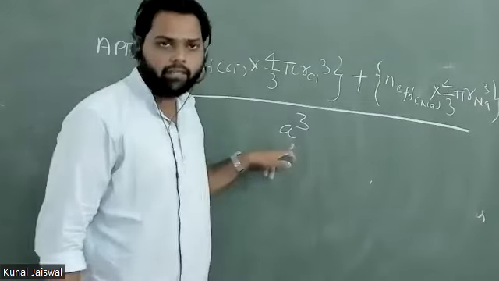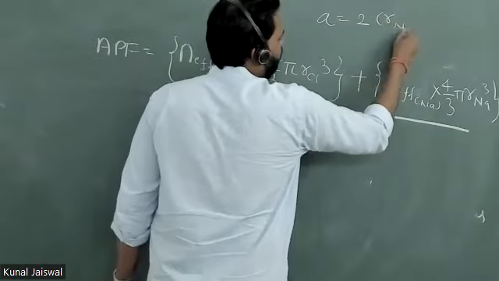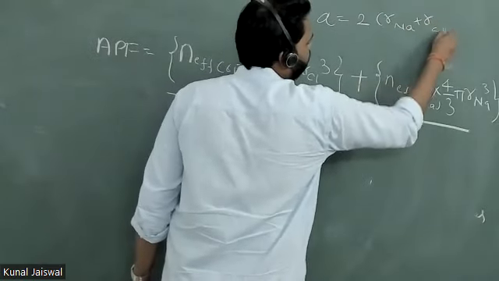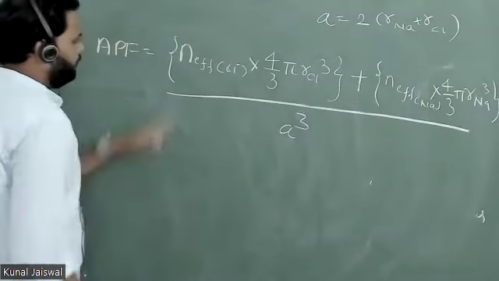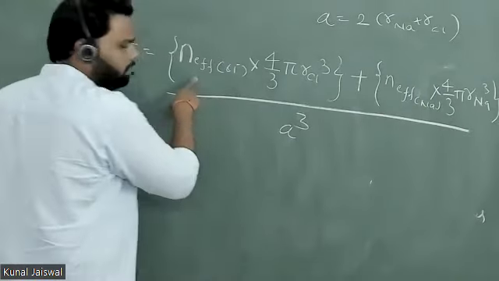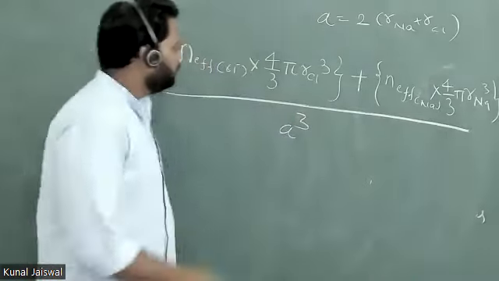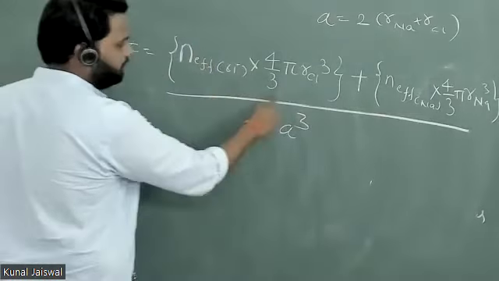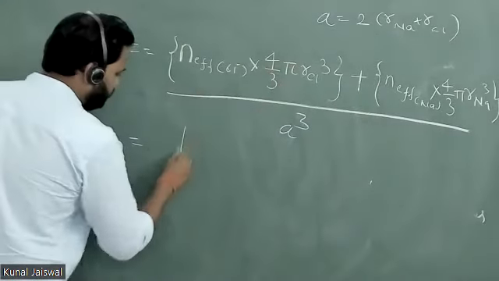And we have to find the value of A. What is the value of A? A is twice of R of Na plus R of Cl. Just put the value of A here and put the value of N effective here. N effective is 4 for the chlorine, and for the sodium it is also 4. So what will be the common? 16 pi by 3 will be the common.